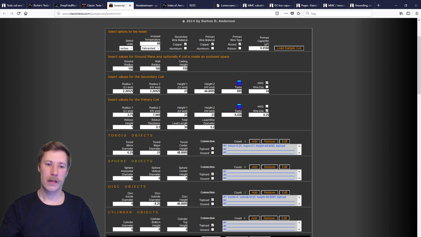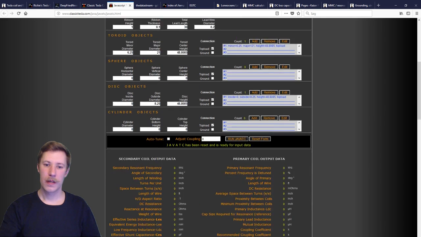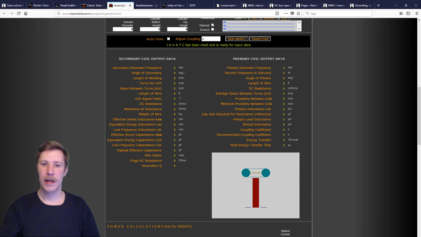Now, top load, here are 4 different choices: toroid, sphere, disc, and cylinder. And 99% of people use a toroid top load, as it is the superior choice in terms of field shaping and so on. So here you simply add your diameters and you plug it in, you add it to the list. So now we can go down here and we have the results once we press run Java TC.